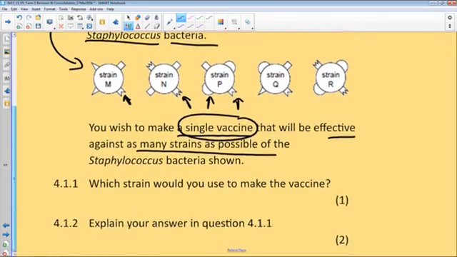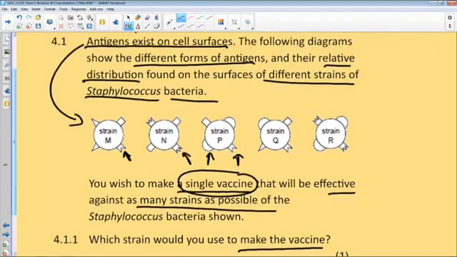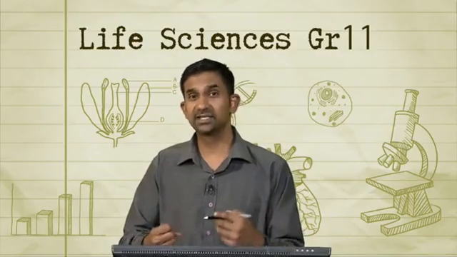So let's read the questions, and then I'm obviously going to give you some time to work through this. Which strain would you use to make the vaccine? 4.1.2, explain your answer to the question. So guys, what I'm going to leave you with in the next 2 minutes is to look at the diagram, look at the surface antigens on these different strains, and identify the one that has all or most of the antigens, and decide how you would use them best in terms of producing an antigen. And you've got to explain that in the next part of the question. So guys, 2 minutes, have a quick discussion with your friends, and let's get back and we'll look at the answers.